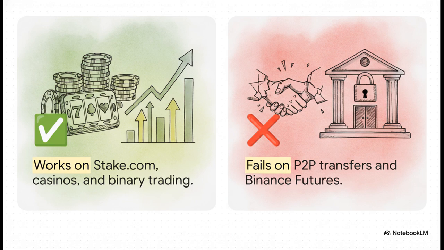He claims the token works seamlessly on platforms like stake.com, various casino sites, and binary trading platforms where you're betting on graphs going up or down. But check out the other side of this. He explicitly, almost aggressively actually, warns buyers not to use it for peer-to-peer transfers or Binance futures trading. And his logic here is surprisingly direct. He argues that if he could just sell these tokens via P2P for standard cash, well, he'd just do that himself instead of making YouTube videos to sell them to you.